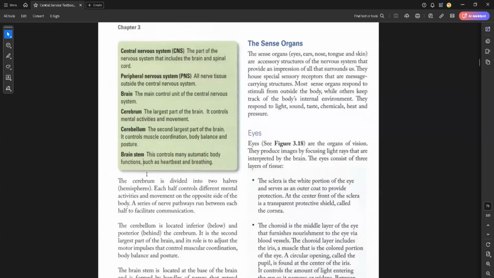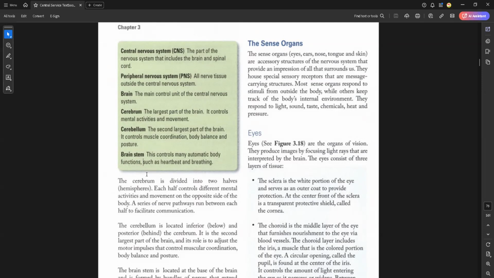The eyes, normally I don't spend much time on this. The eye is for vision. And then there are several sections of the eye. The sclera is the white portion. Normally we see that from everybody's eye. Then we have the choroid, the middle layer of the eye that furnishes nourishment to the eye via blood vessels.